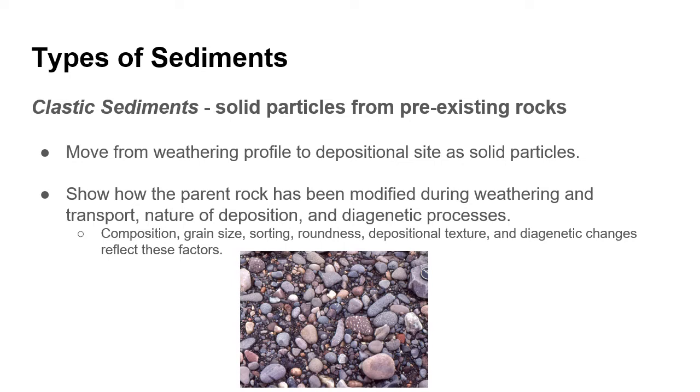And of course, we describe these sediments in terms of composition. So what kind of mineralogy do they have? What's the grain size? What's the sorting of the grains within a lithified rock? How rounded are they on average? Are there any depositional textures that might be of importance, or any diagenetic changes that reflect any of these factors? So these are the tools that we need to use to interpret all of these things from clastic sediments.